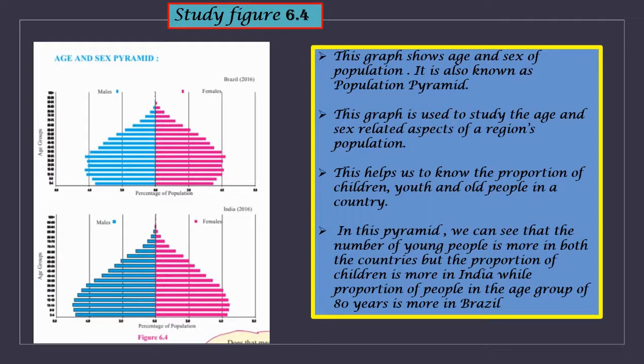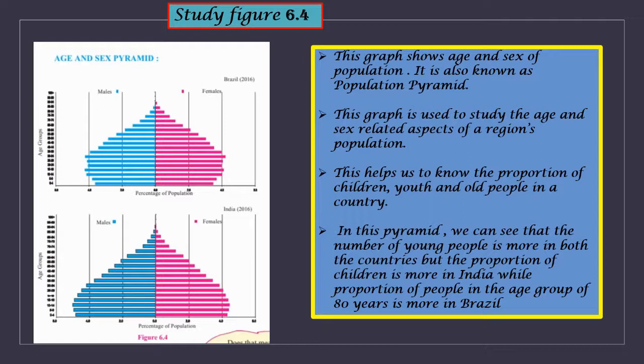The male side is usually in blue and on the left side. The female side is usually in pink color and on the right hand side. The vertical axis shows the population divided into 5 year age groups. The horizontal axis shows the percentage of males and females in each age group. The horizontal axis can also show the number of people in each sex and age group. On the x-axis we have the percentage of population. On the y-axis we have the age group.